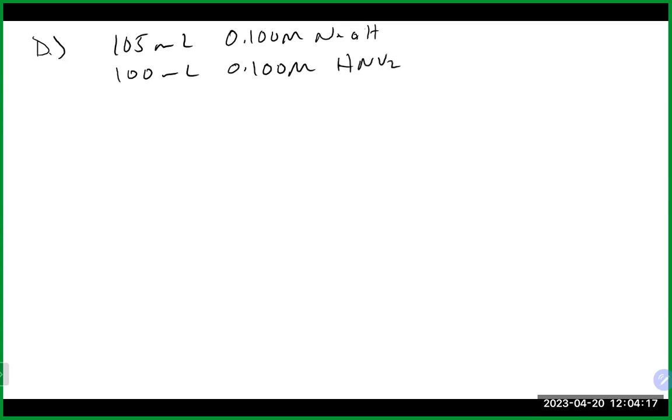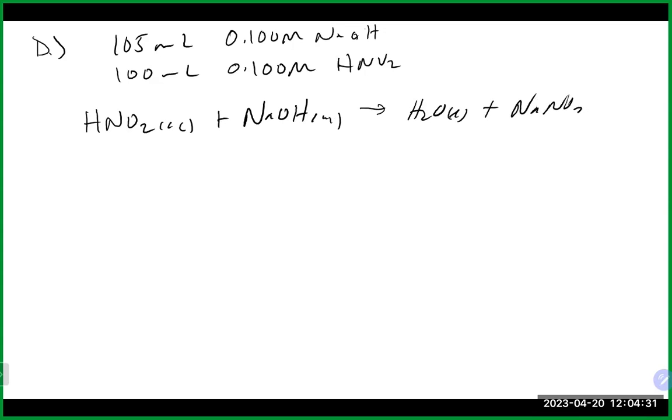So part D, 105 milliliters of our base is added still to our 100 milliliters of our acid. So once again, we're going to do our equations. So some nitrous acid, some sodium hydroxide, some water, and a little sodium nitrite. Once again, as we've been doing, we're going to do some moles. So our initial moles here, what we are adding, pretty much going to be the same.